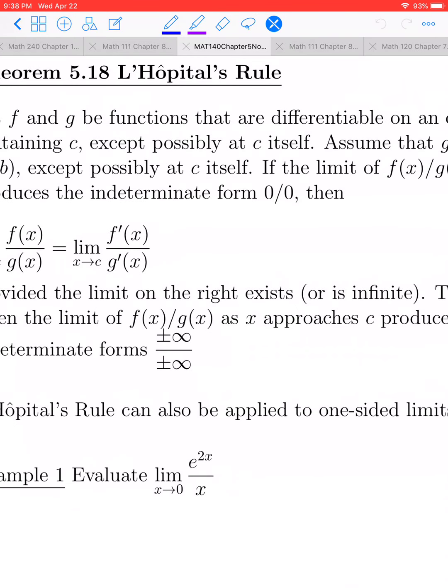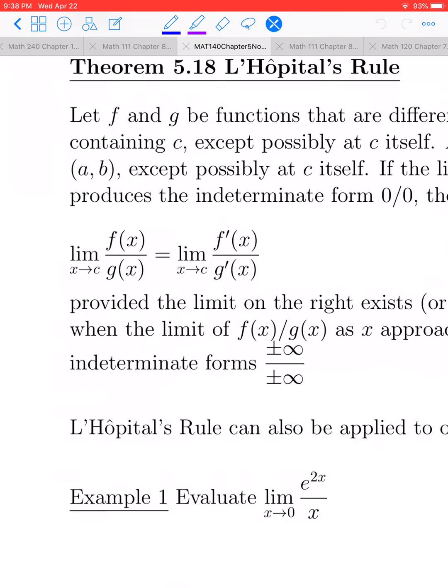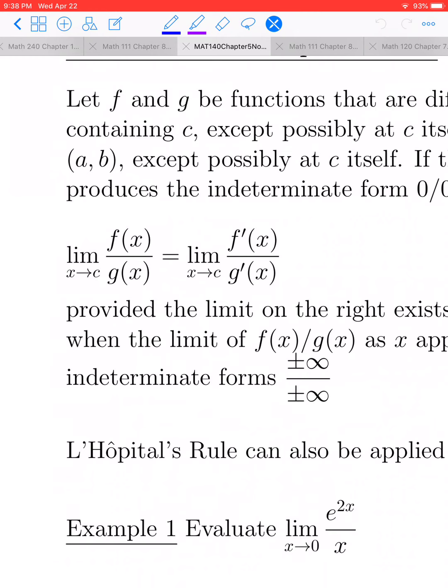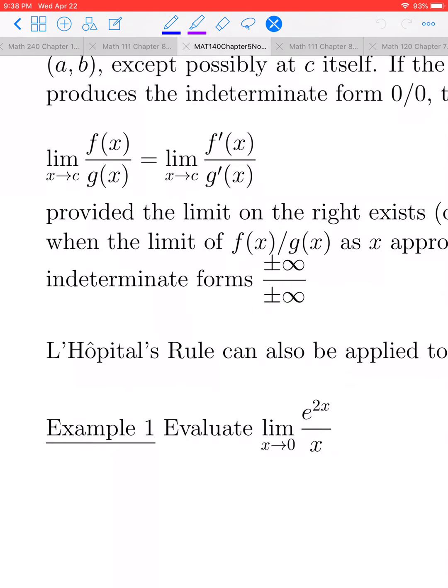So for the indeterminate form 0 divided by 0, we can take the derivative of the numerator, the derivative of the denominator, and then see if we can find the limit that way. L'Hopital's rule also applies to the indeterminate forms of the type some type of infinity, whether it's plus or minus infinity, divided by plus or minus infinity.